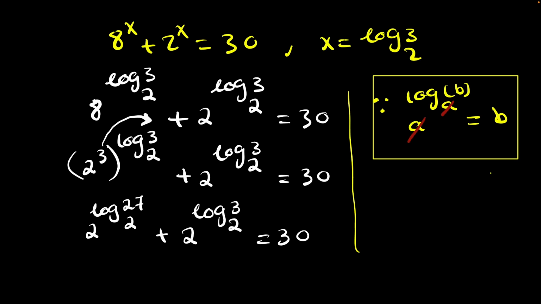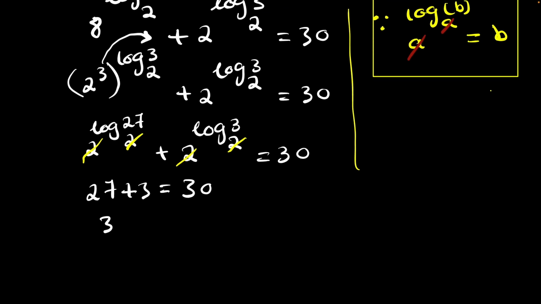So we have the same base, the exponent base and the logarithm base. We can cancel out this, and also we can cancel out this, and we will have 27 plus 3 is equal to 30, which is finally 30 is equal to 30. So our answer is correct. Finally, we got that our answer is correct.